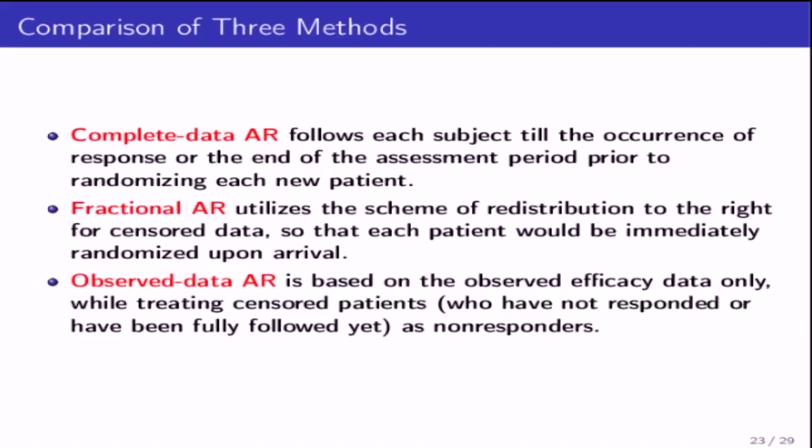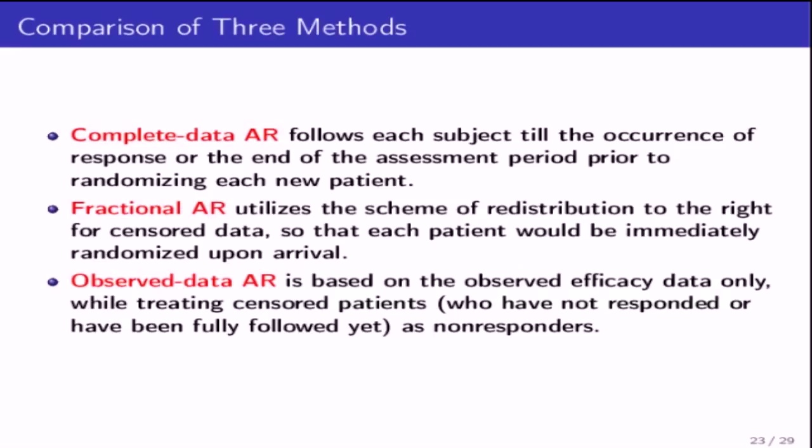So we are going to compare 3 methods. The first method is complete data AR. Complete data AR means I follow every subject till the occurrence of response or the end of the follow-up period before I randomize each new patient. So basically there's no missing data, there's no censoring. I follow every subject to fully evaluate its outcome. So that's the benchmark for comparison. That's the best you can do.